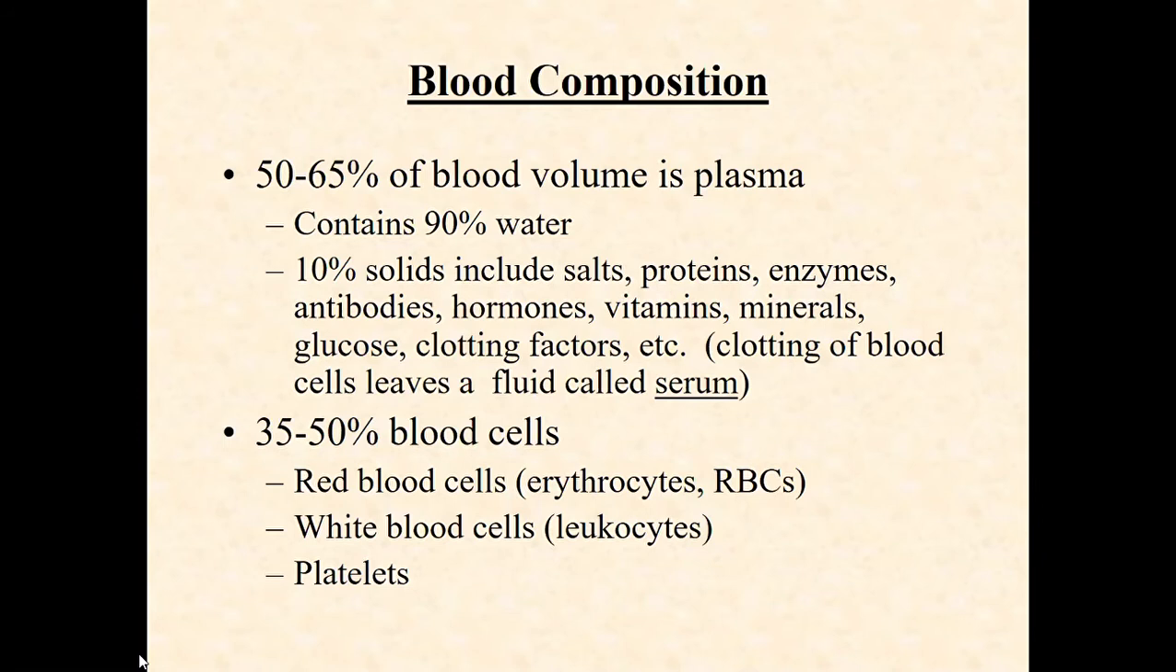So if you have ever had your blood taken, they draw your blood and put it in the centrifuge machine, and they separate it out and tell the different properties that make up your blood composition. 35 to 50% blood cells are red blood cells, white blood cells, and platelets, which help the blood to clot. And we'll go over that in a little bit more detail.